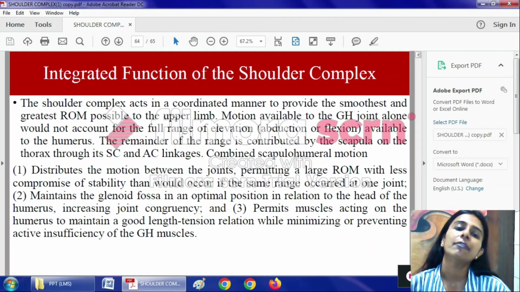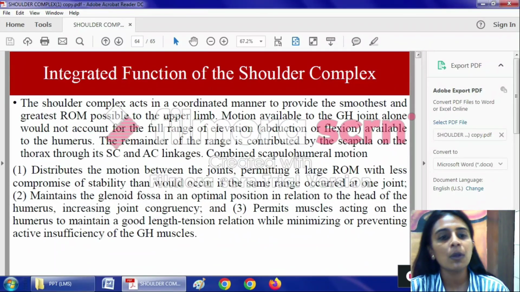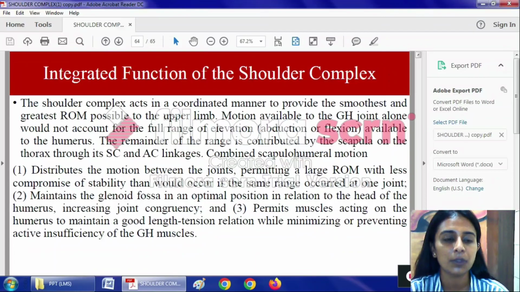The integrated function of the shoulder complex. The shoulder complex acts in a coordinated manner to provide the smoothest and greatest range of motion possible of the upper limb. Motion available at the GH joint alone would not account for the full range of elevation available to the humerus. It distributes the motion between the joints, permitting a large range of motion with less compromise of stability than would occur if the same range occurred at one joint.